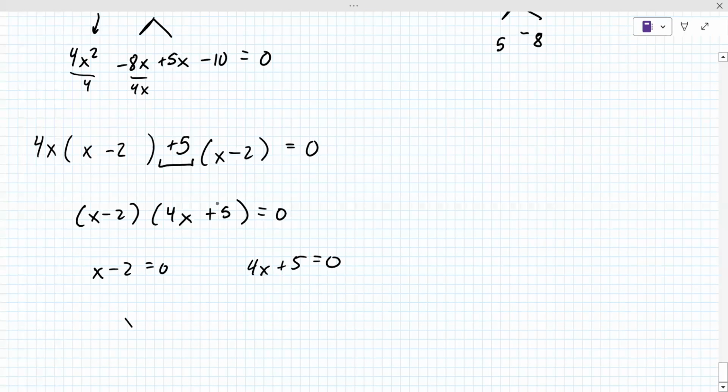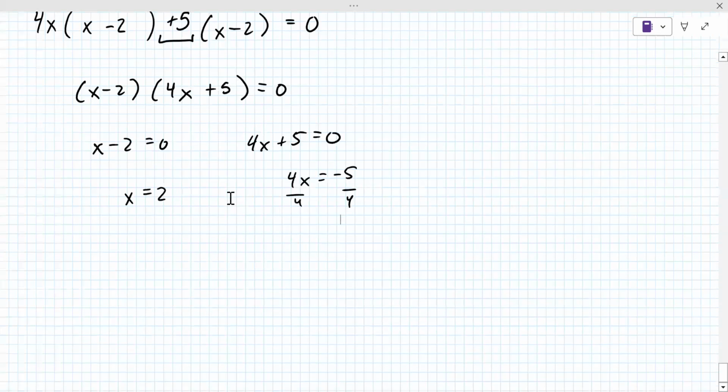The one on the left is 2. The one on the right, you have to subtract 5 and then divide by 4. So x ends up being minus 5 over 4.